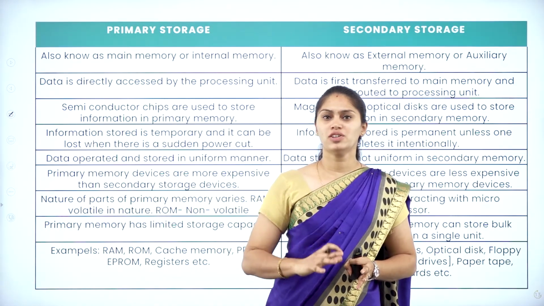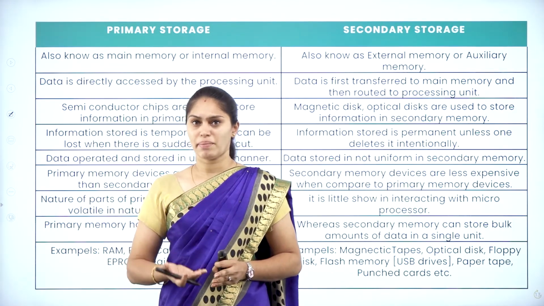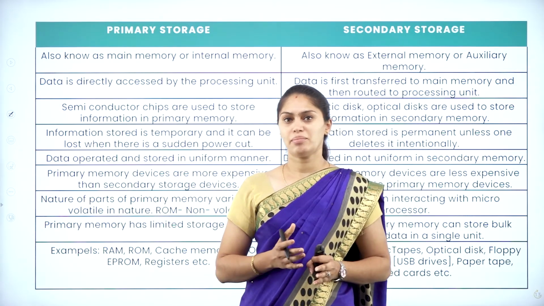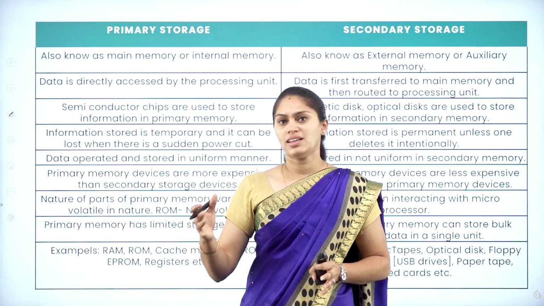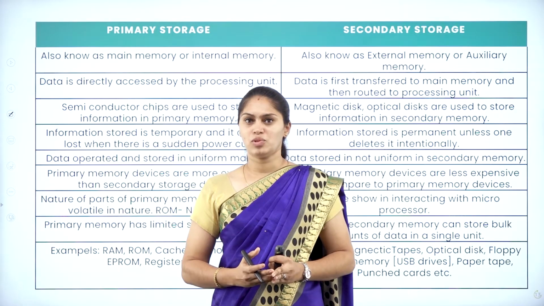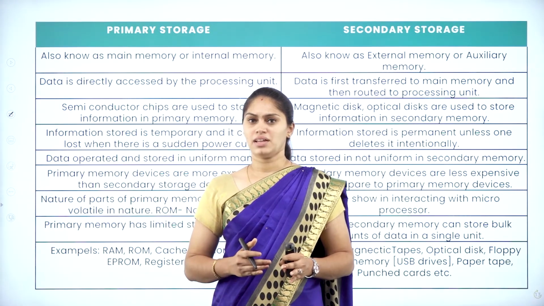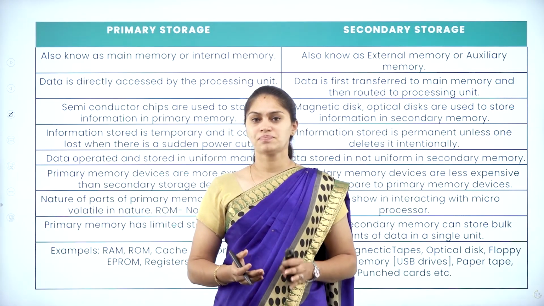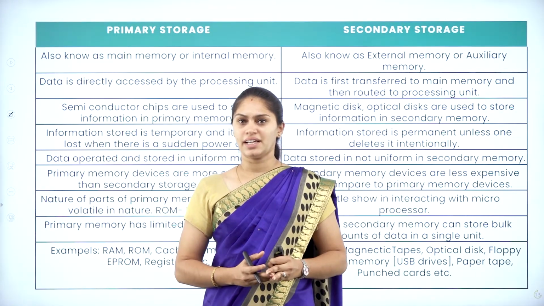So here we are going to differentiate both based on their working procedure and its capacity, and whether it is fast or slow, and what is the capacity to hold the data and instructions, and what types of components come under primary or secondary memory, and whether it is volatile or non-volatile. Based on all these parameters, we are going to compare and find the difference between the primary and secondary memory.